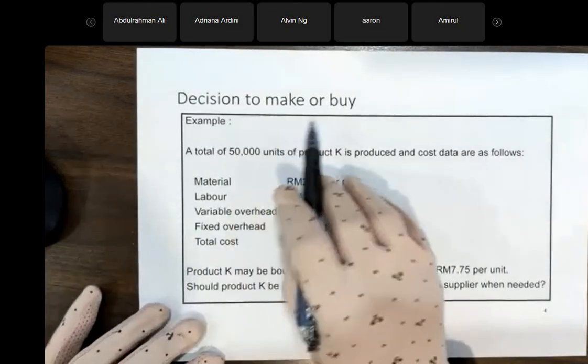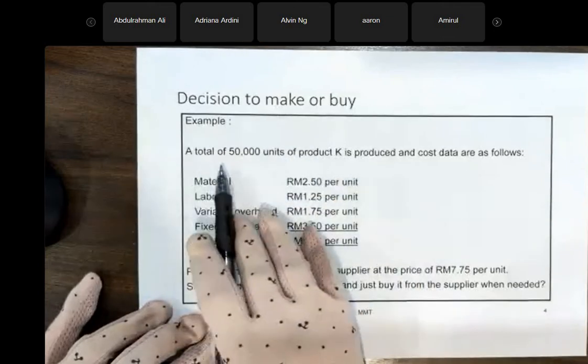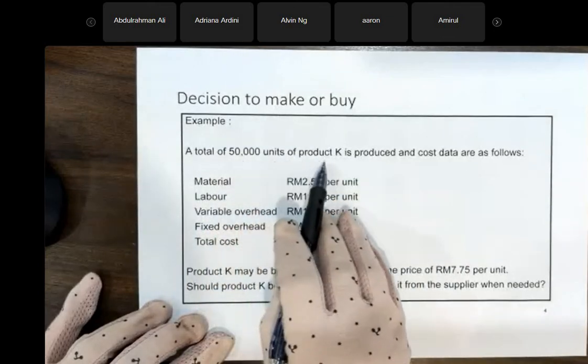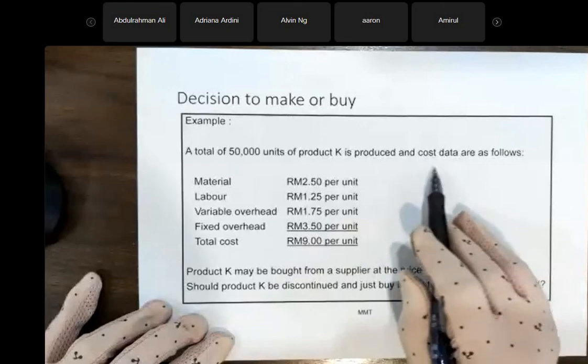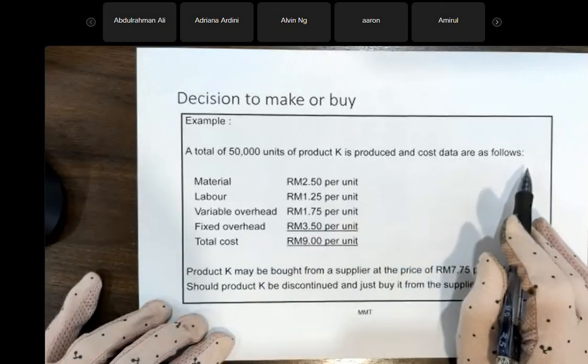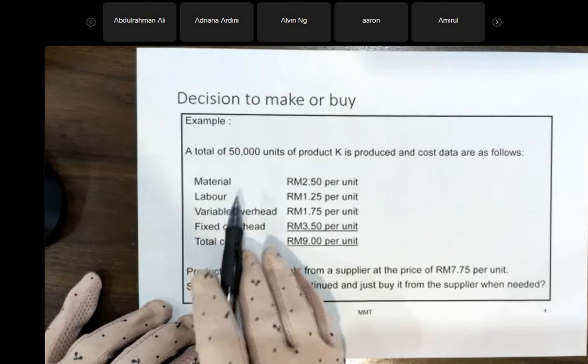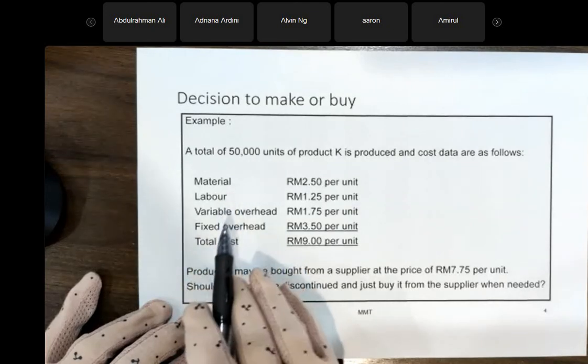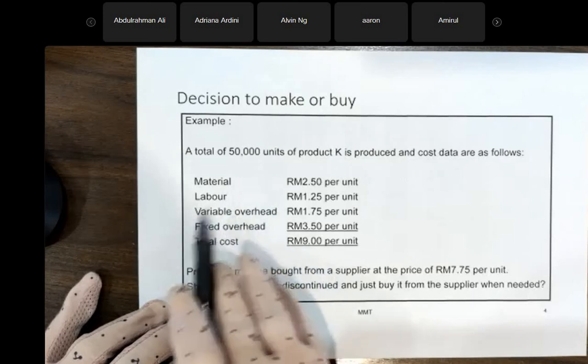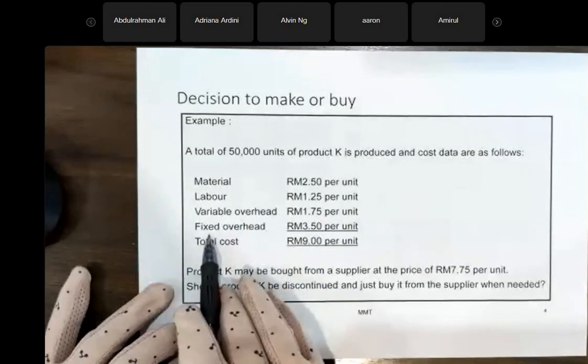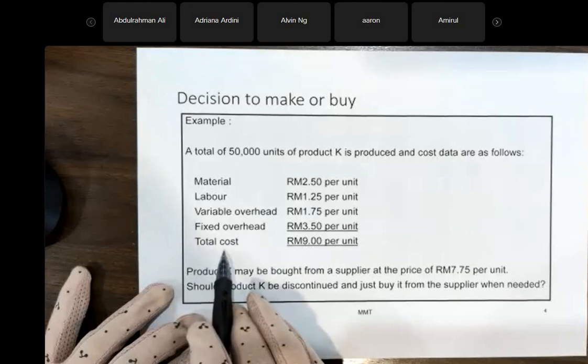Okay, decision to make or buy. A total of 50,000 units of product K is produced. And the cost data are as follows. Okay, so you have this one is variable cost. Material is variable cost. Labor is variable cost. Variable overhead is also variable cost lah. And then you have the fixed overhead, total cost.